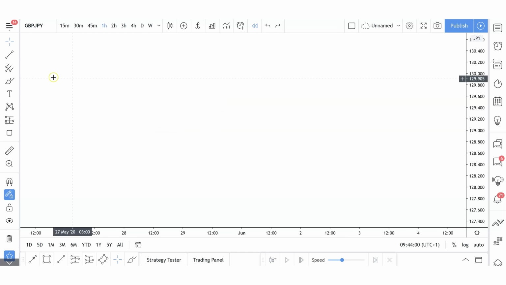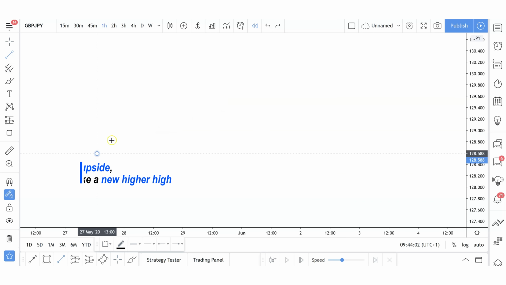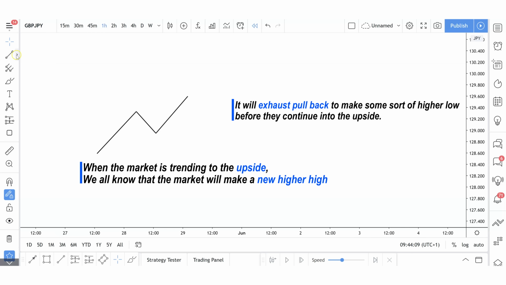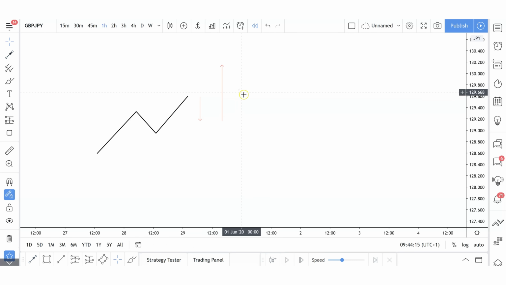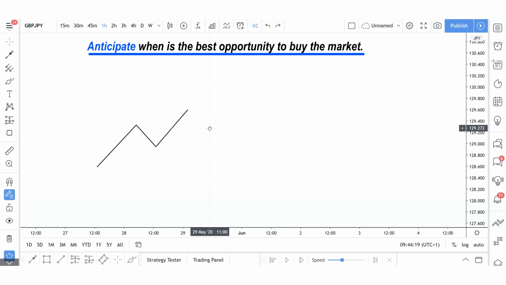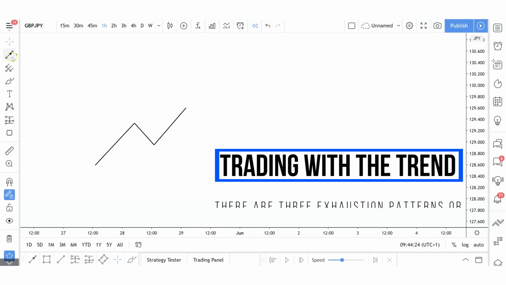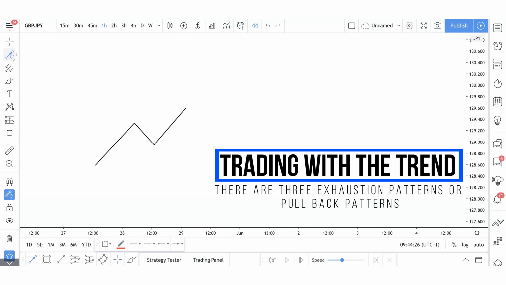trading continuation trades. Now, when the market is trending to the upside, we all know that the market will make a new higher high, and eventually for a continuation, it will exhaust, pull back to make some sort of higher low before then continuing to the upside. So when I'm trading, I want to be able to anticipate when is the best opportunity to buy the market. When trading with the trend, there are 3 exhaustion patterns or pullback patterns or whatever you want to call them, patterns to be looking out for.